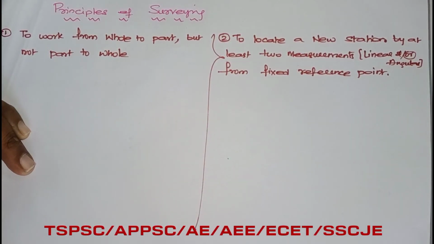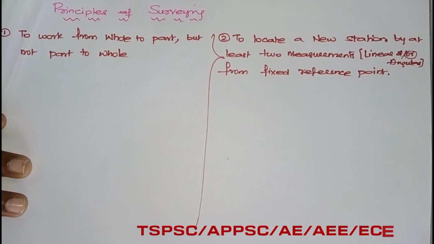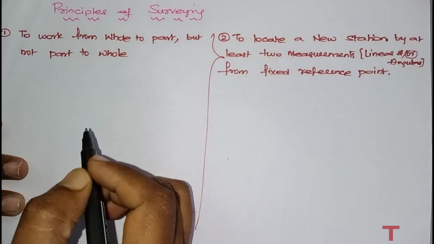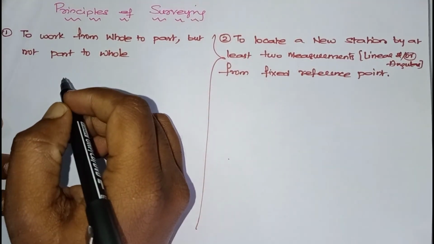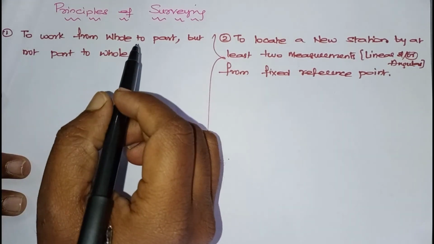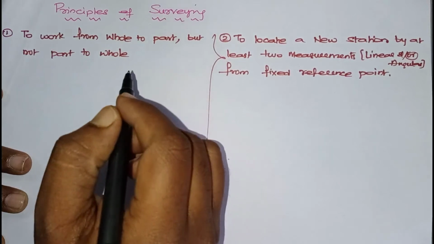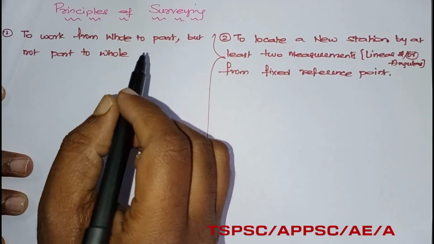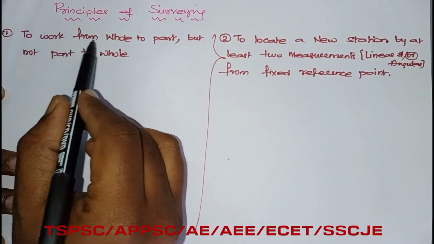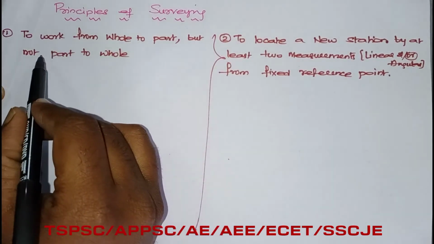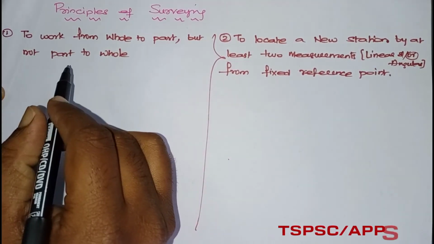Again I am back with the same surveying topic, principles of surveying. Here are the two basic fundamental principles of surveying which are supposed to be followed while performing any type of surveying. So the first one is what? To work from whole to part but not part to whole. This is the first one.